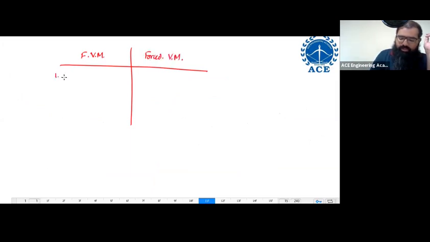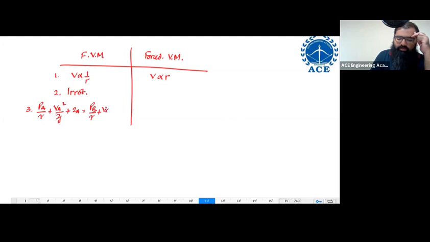Three differences you are having. First difference, velocity over here is inversely proportional to R, velocity over here is directly proportional to R. Second difference, the flow over here is irrotational flow. Immediately because of irrotational flow, what do you get? You get the result PA by gamma plus VA square by 2G plus ZA is equal to PB by gamma plus VB square by 2G plus ZB.